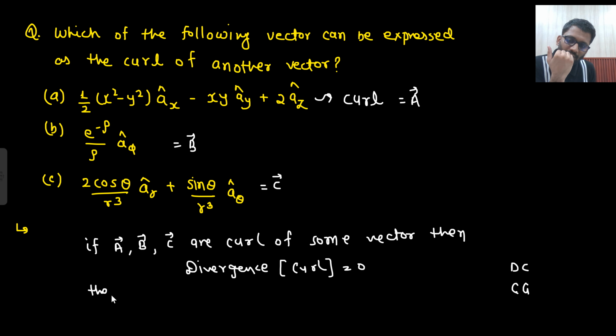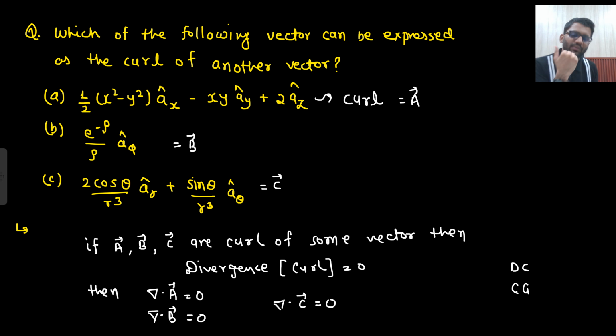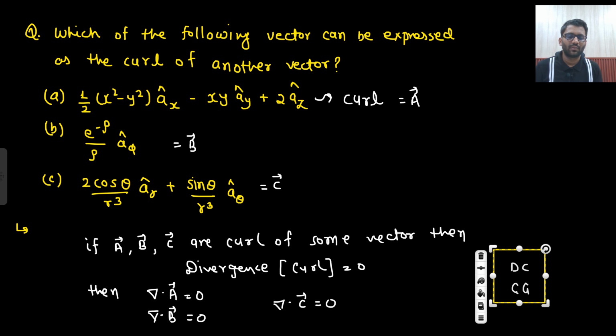Then divergence of A should be equal to 0, divergence of B should be equal to 0, and divergence of C should be equal to 0. Right? Say yes or no. So I will calculate the divergence of this and divergence of this. Very easily you can calculate it. So do it on your own. Don't see the final solution. See the final answer but not the solution.